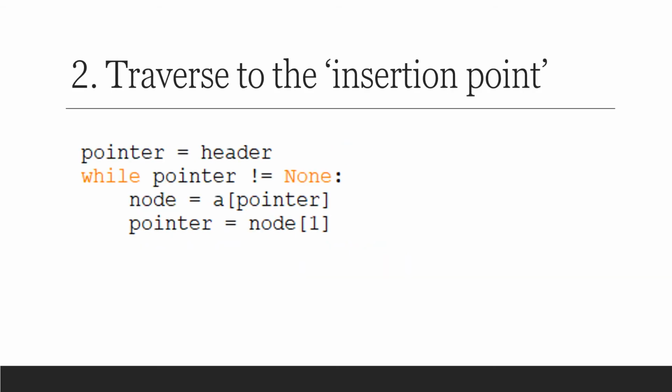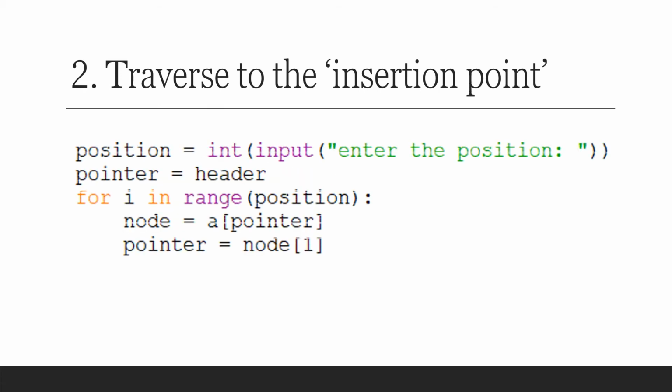Secondly, we traverse to the insertion point. You might think that looks exactly like the append procedure. It does. I've just copied that from the append procedure. What that does is start at the header and go through node to pointer, pointer to node until the pointer is none, which is fine for append because it takes you to the end of the linked list. But look how I'm going to change it.